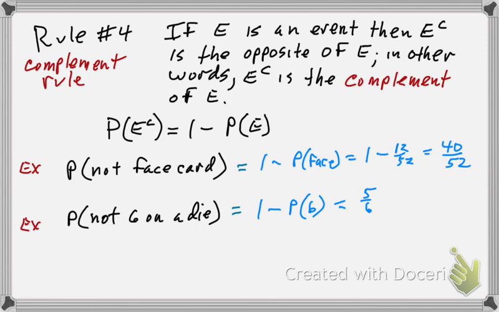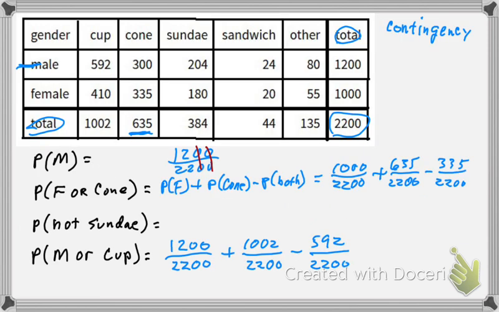So let's go back to this one. The probability of not a Sunday. Well, Sundays is 384 right here. So 1 minus 384 over 2,200, whatever that comes out to be. That's a fast way of getting it. This complement rule is going to save you some time sometimes. And sometimes it's the only way to work something. You'll see as we get further into this.